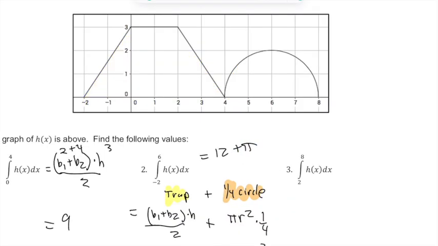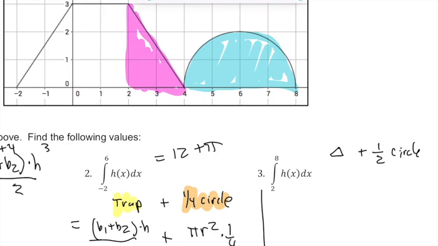Final example, we're going to go from 2 to 8 and find the area under the curve. So we're going to have the triangle plus the half circle to complete this area. So my triangle is going to be base times height divided by 2. So we have a height of 3 and a base of 2. And that just equals 3. Plus a half circle. My radius is going to be 2.